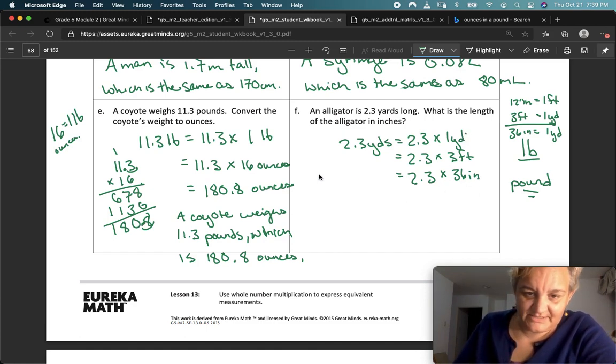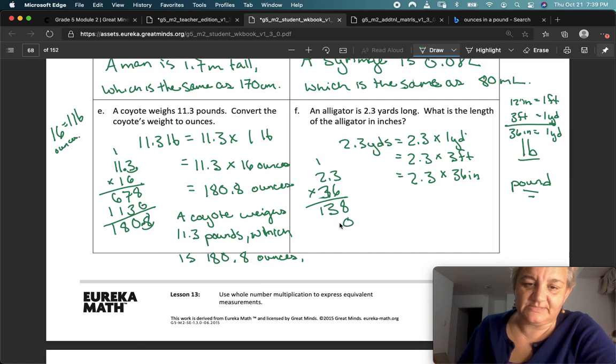But now I have to convert this. 2.3 times 36 is 6 times 3 is 18, carry the 1. 6 times 2 is 12, plus 1 is 13, drop the 0. 3 times 3 is 9, 3 times 2 is 6. 8, 12, 8. Okay, and then I took that decimal over 1, so I need to put it back 1, which means 82.8 inches.